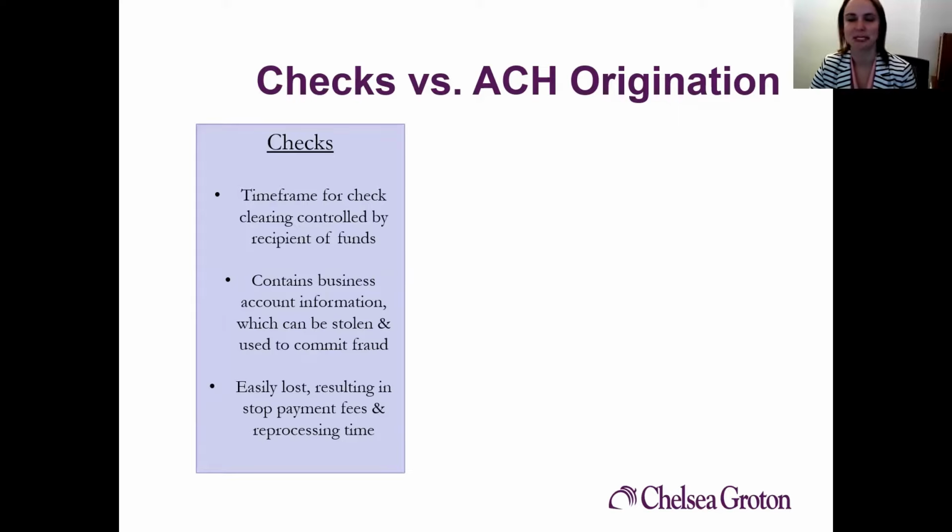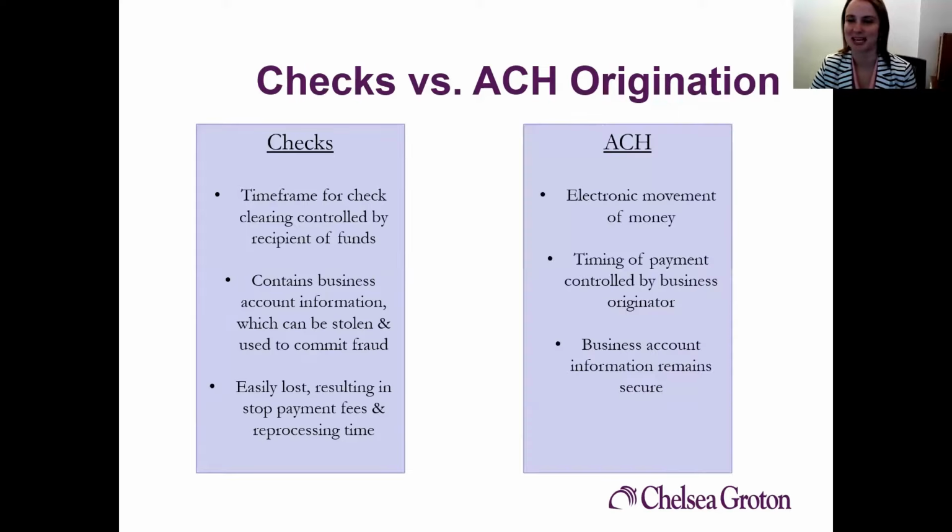Anybody who knows me knows that I am anti-paper, so I like anything electronic as much as I can. And ACH does that for you because it is an electronic movement of money. You set the timing of when that payment goes out. So rather than relying on somebody else to cash it when they get to it, you can say, I want this money to reach its destination on Friday. The money comes out of your account and you know the other party has that money on Friday.